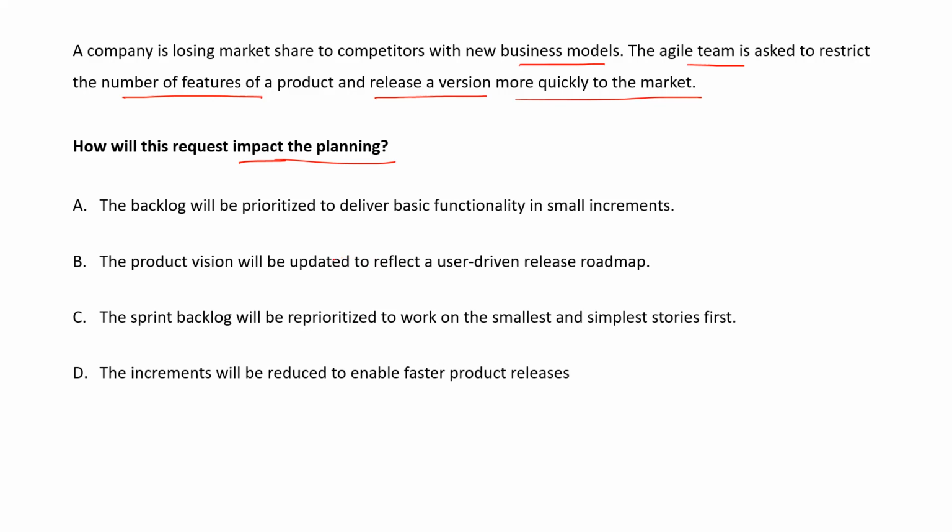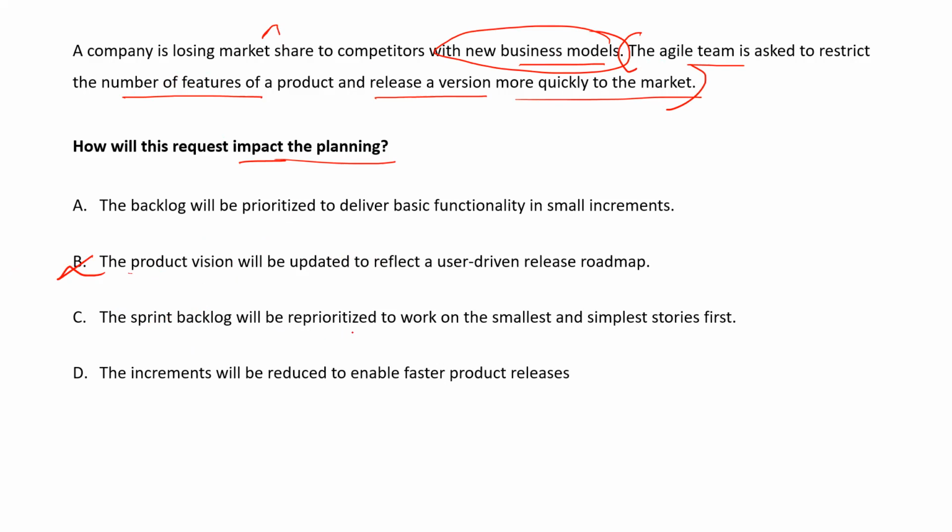Okay. Look. From where I have to start. Okay. The product vision will be updated. If you will answer from the A part of this question, B could be the right answer, but we always say question is always in the last part. So B is gone.